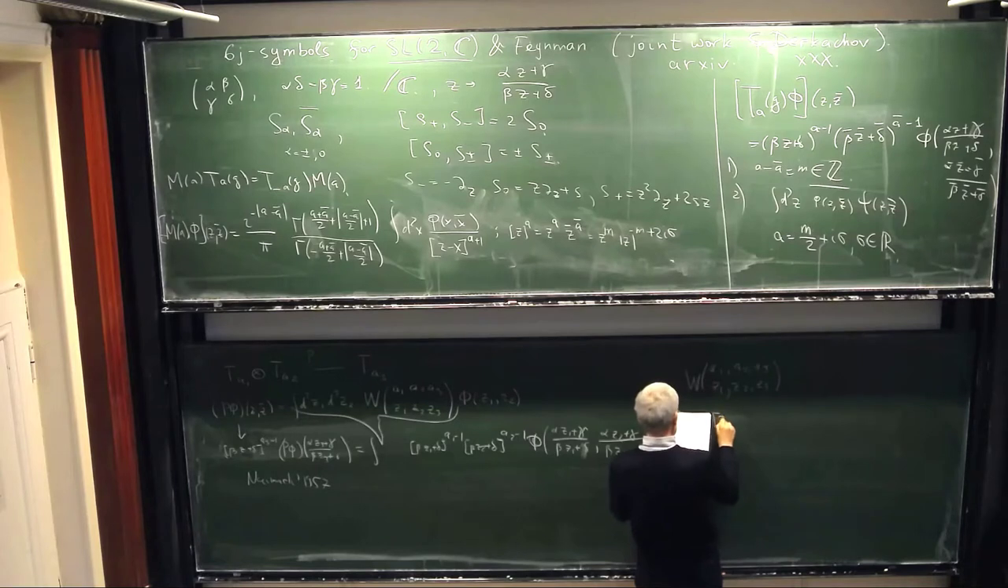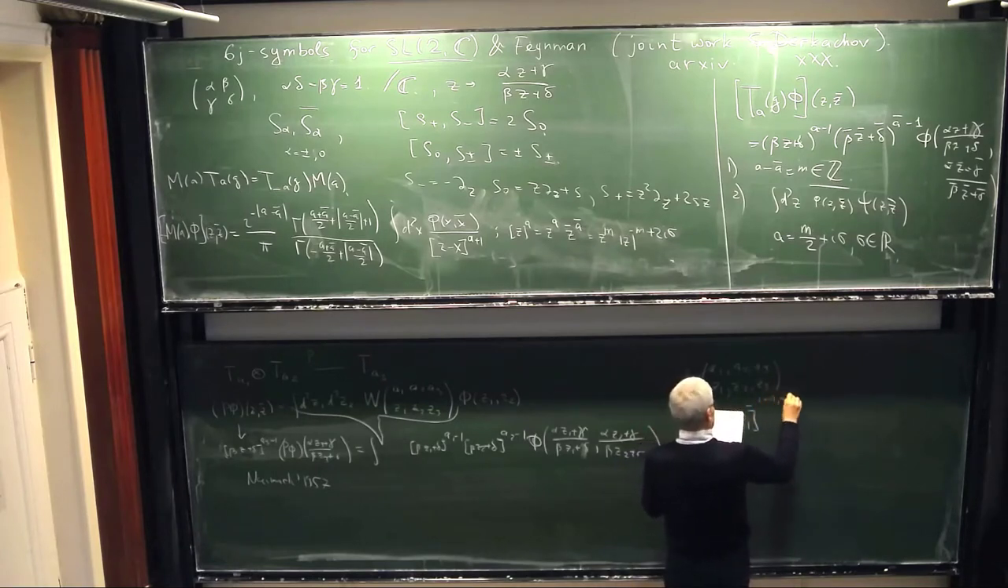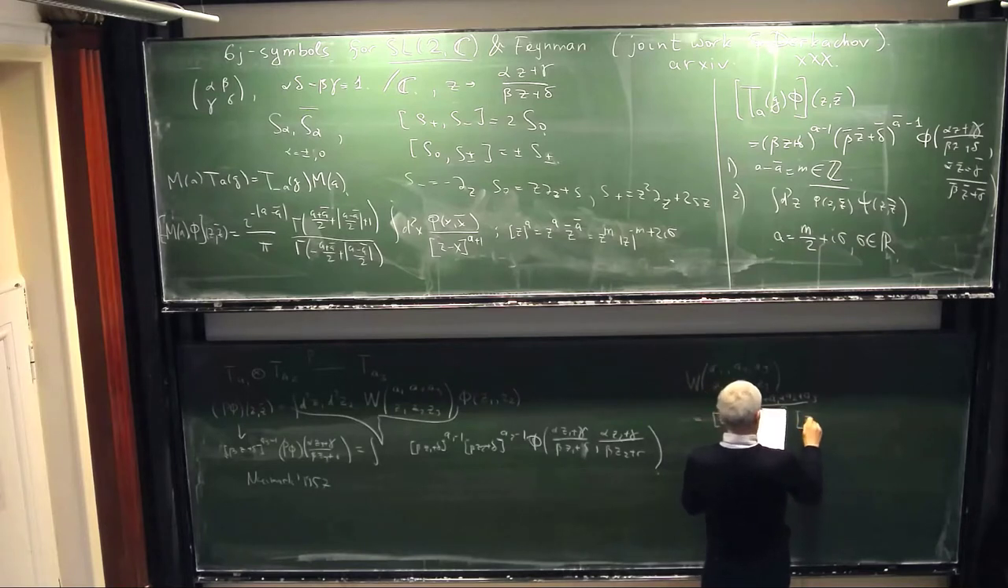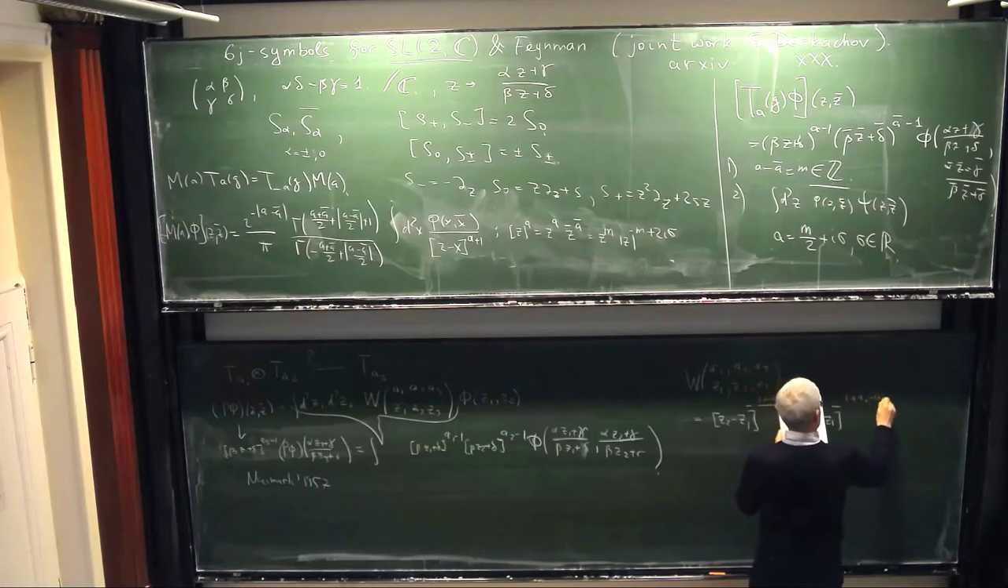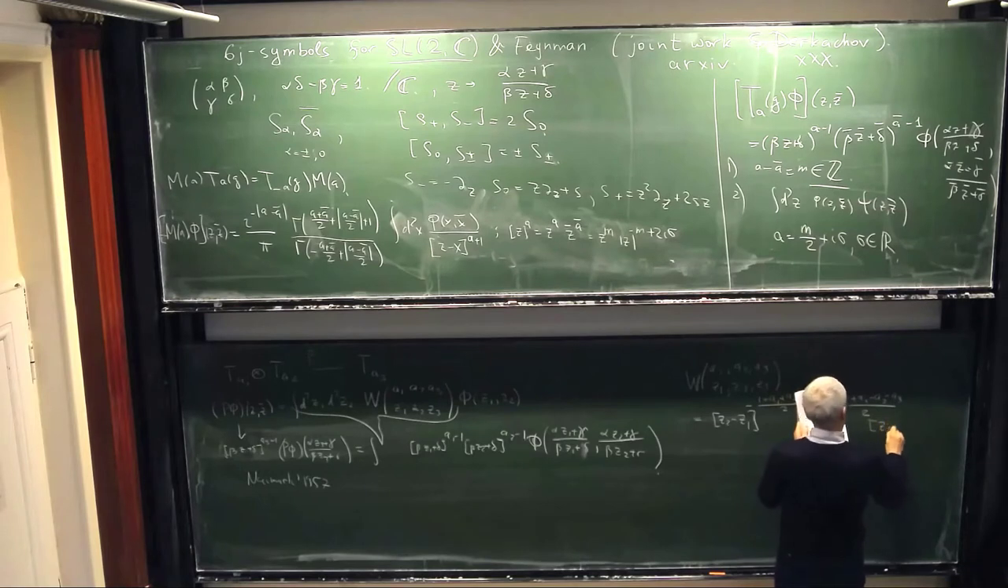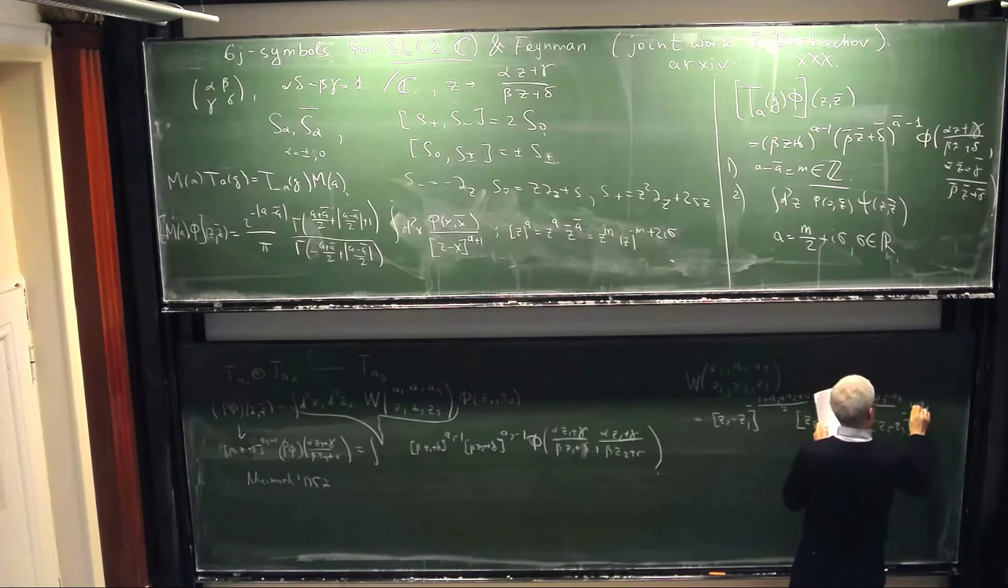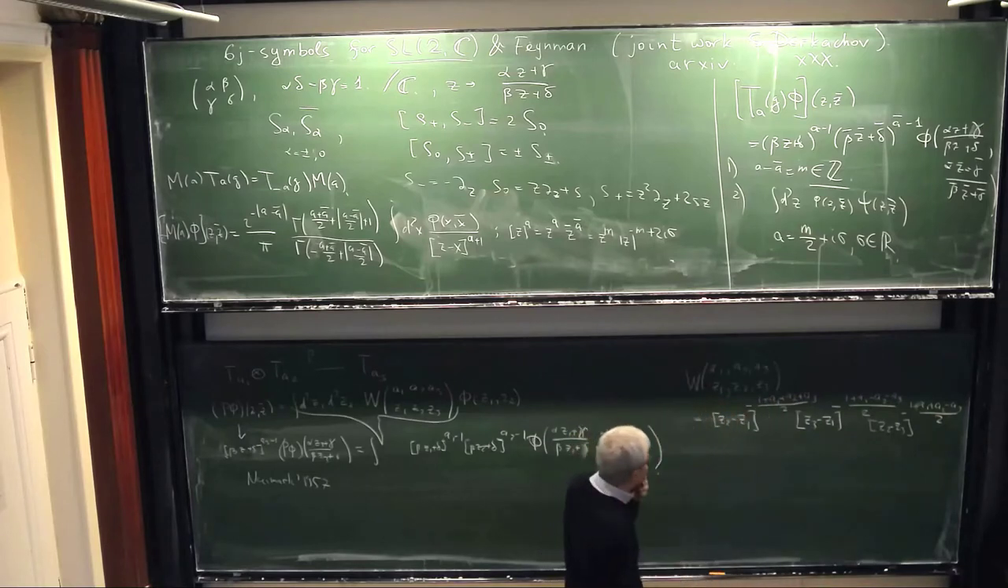So, Z2 minus Z1 to the power minus 1 plus A1 plus A2 minus A3 divided by 2, Z3 minus Z1 to the power minus 1 plus A1 minus A2 plus A3 divided by 2, and Z2 minus Z3 to the power minus 1 minus A1 plus A2 plus A3 divided by 2, up to some normalization coefficient.